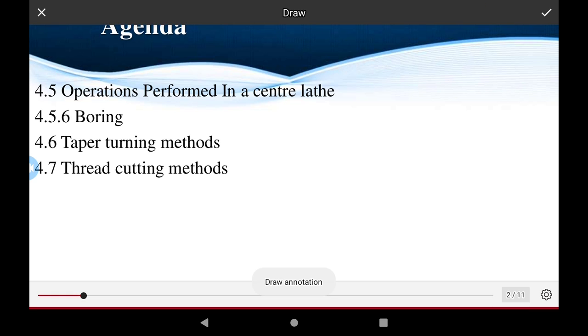These manufacturing operations are performed only on the lathe machine: the boring operation, taper turning operations and thread cutting operations. All these manufacturing operations are performed only by lathe machines. All these topics are presented in detail in this video.